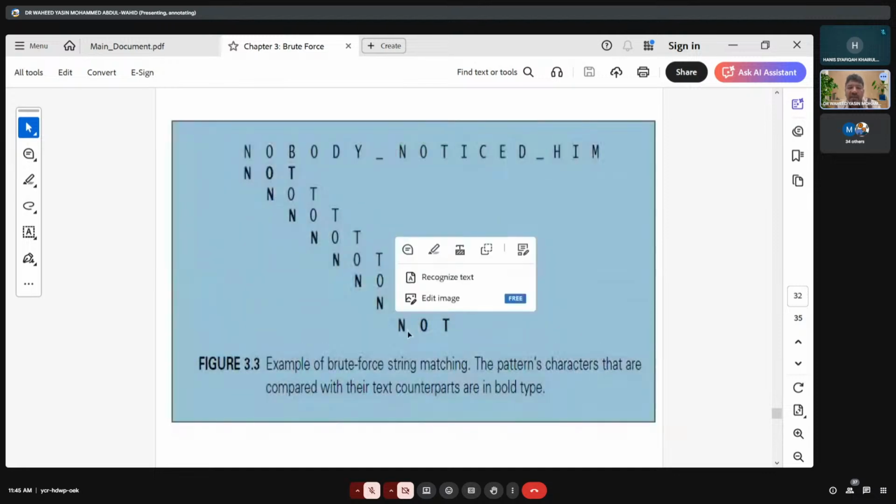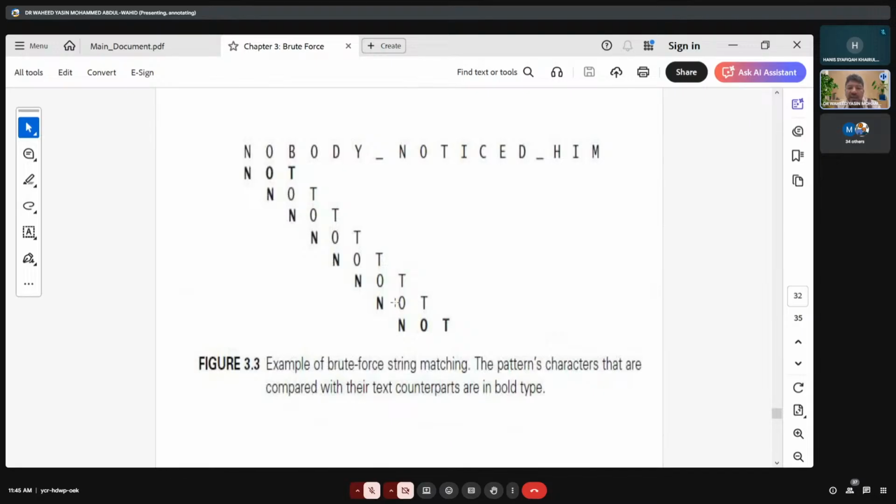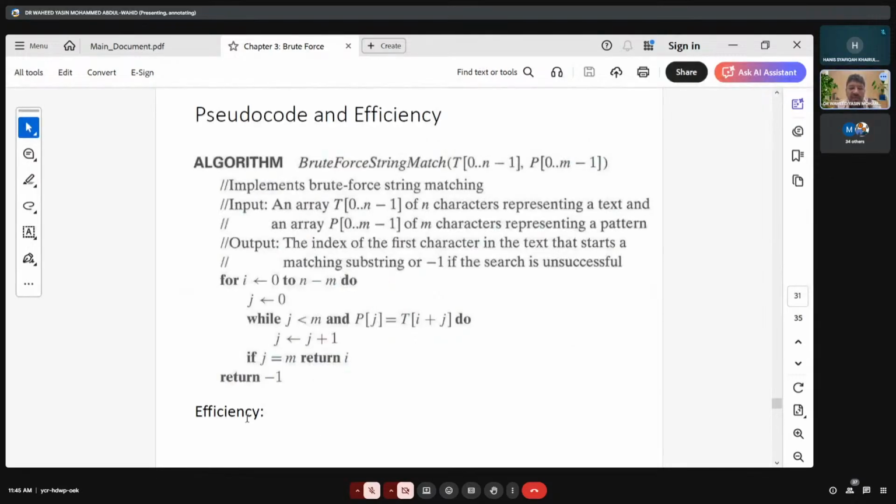I return the index of this here. If I say 0, 1, 2, 3, 4, 5, 6, 7, so I will return the index of n because I found here N O T. This is the algorithm that we did.